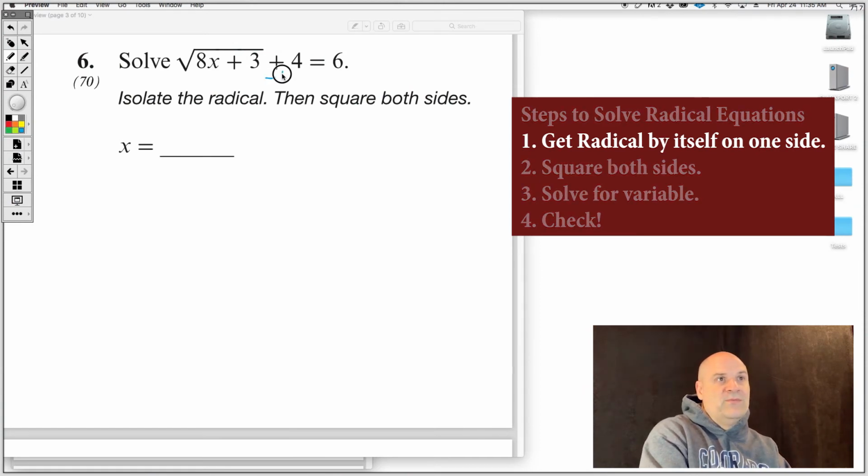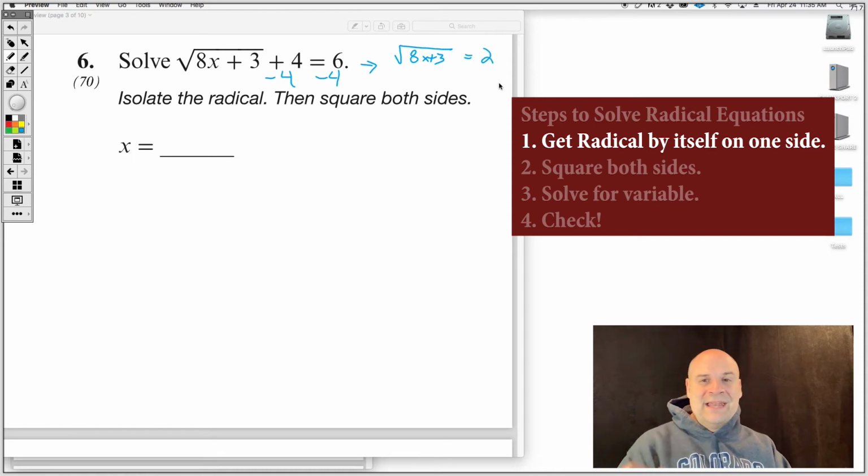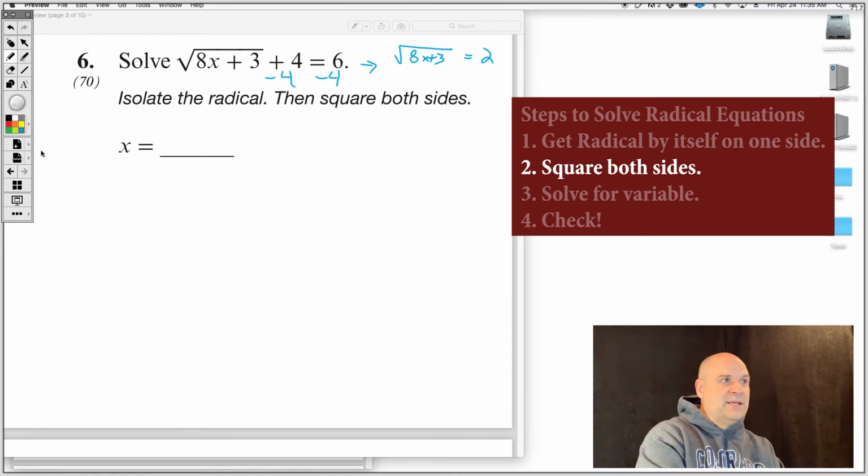We have to get rid of 4 from both sides. So our new equation is square root of 8x plus 3 equals 2. Now what do we do? Now we have to square both sides. That's the second step to solving radical equations. So we're going to square both sides.